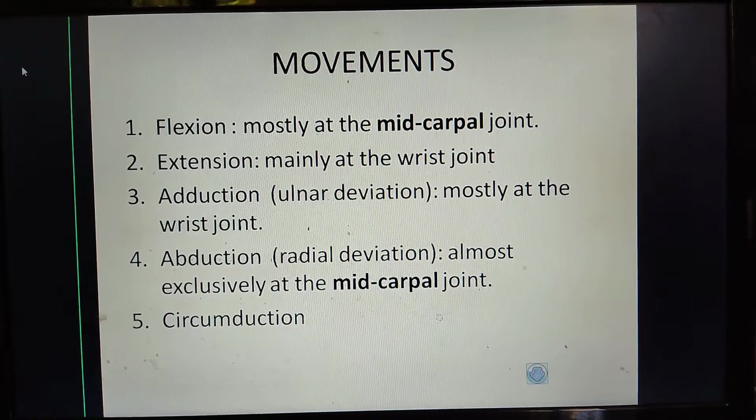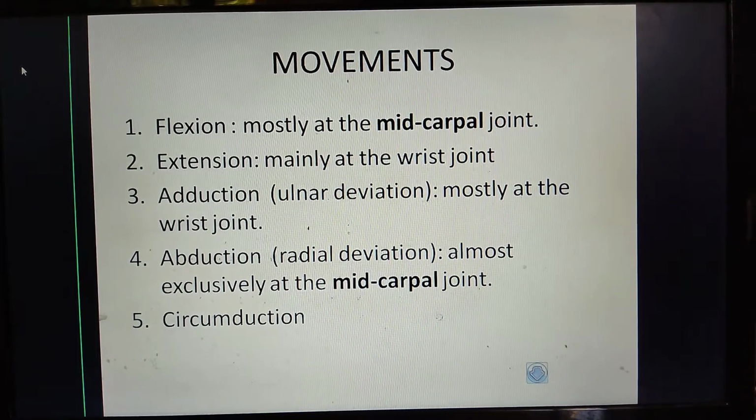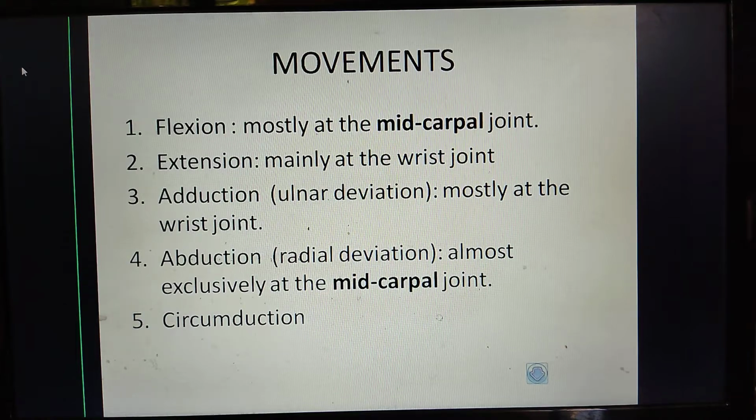Now adduction is more extensive. The range is about 45 degrees, whereas abduction is limited to only about 15 degrees. This is because the radial styloid process is more distal than the ulnar styloid process. So abduction is more limited than the ulnar deviation or adduction.